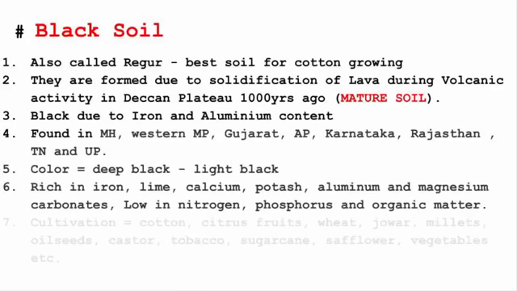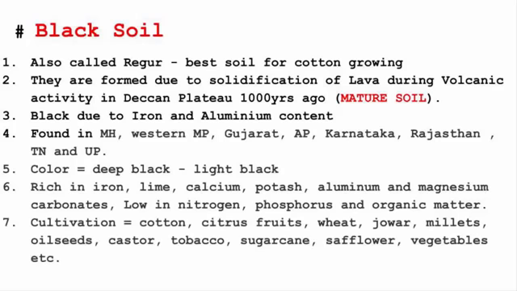Black soil is rich in iron, lime, calcium, potash, aluminium and magnesium carbonate, whereas it is low in nitrogen, phosphorus and organic matter. Now the crops that are ideal to grow in this kind of soil are cotton, citrus fruits, wheat, jowar, millets, oilseeds, castor, tobacco, sugarcane, safflower, vegetables, etc. With this we have come to an end of black soil. Let's move on to the next one.